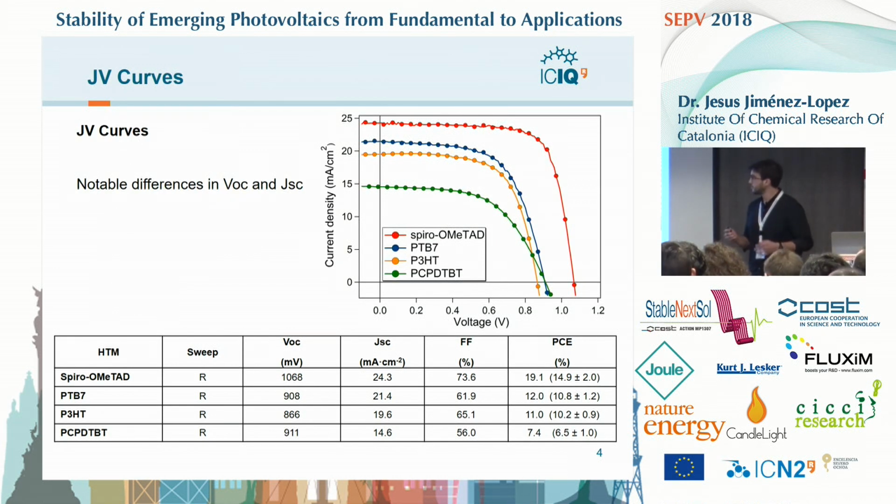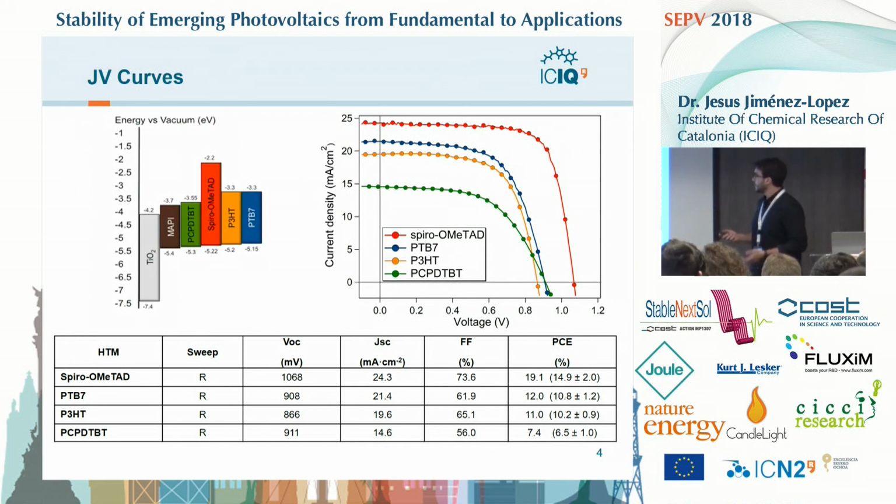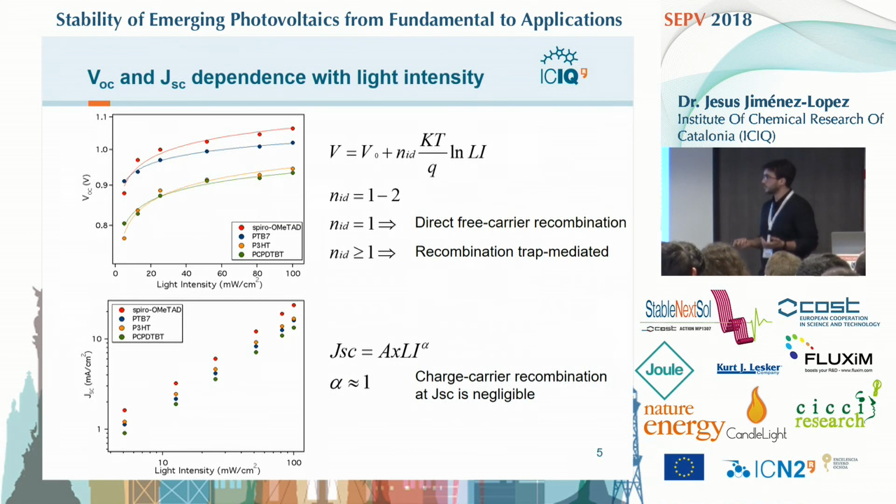From the analysis of our JV curves, we obtained very good results, but we also observed very big differences in both voltages and JSCs. So we are going to try to explain why there are these big differences, also because on the voltage, we don't see the relationship with the HOMO levels that was expected.